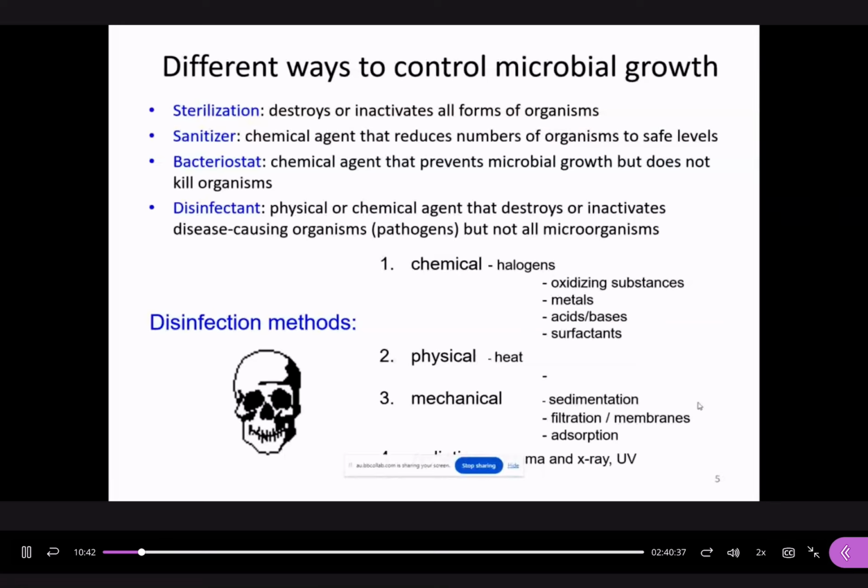So in our wastewater, we have some concentration of sanitizer. Imagine if you wash your hands, where does the wastewater go? It goes to the wastewater treatment plant. Then there is a bacteriostat, a chemical agent that prevents microbial growth but does not kill them. And a disinfectant is a physical or chemical agent that destroys or inactivates disease-causing organisms, which we call pathogens, but not all microorganisms. That's disinfection. As I mentioned, disinfection methods can use chemicals; oxidizing substances are the most common, and metals such as silver, copper and zinc as well. Also acids and bases. What kind of acids?